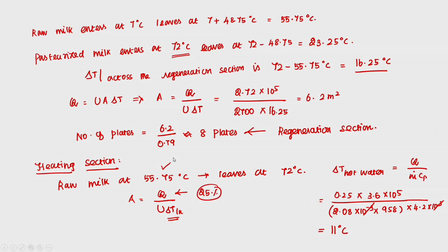So, I know del T of milk, the temperature difference which is happening in the heating section, and the temperature difference which is happening in the hot water side. Then we will be able to calculate logarithmic del T, and Q we have already seen. This is 25% of the total Q. From there I will be able to calculate the area. So, hot water enters at 85 and leaves at 85 minus 11, because del T is 11. So, that is 74 degree centigrade.